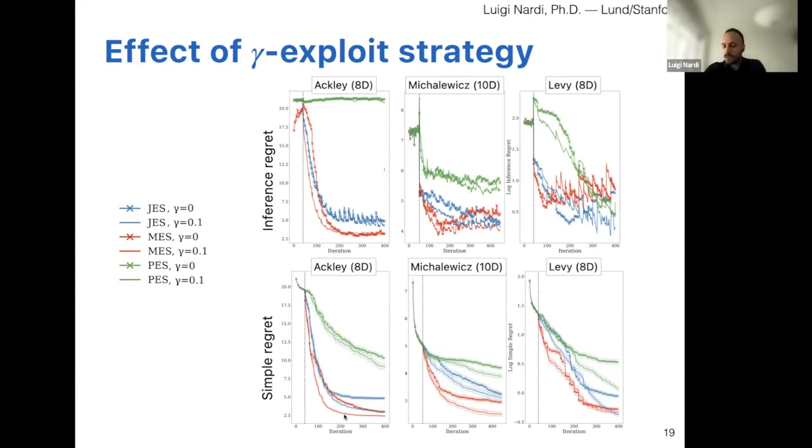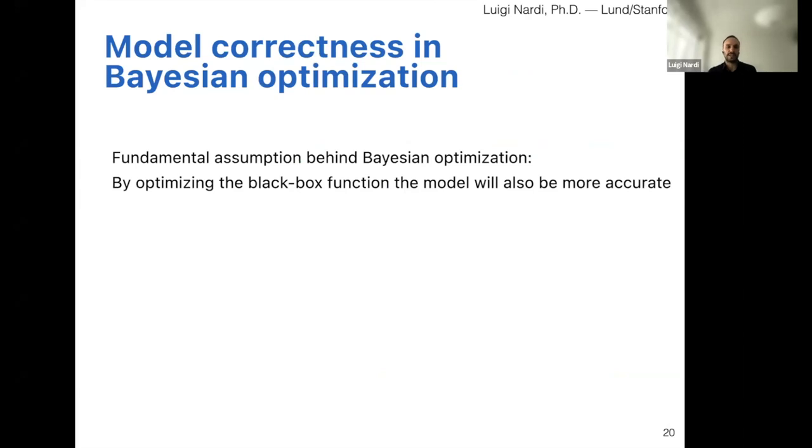So this whole question of model misspecification really opens up some fundamental questions, right? So in the second part of the talk, I would like to focus on that specific part: model correctness in Bayesian optimization. And here the assumption behind Bayesian optimization is that by optimizing the black box function, the model will also be more accurate, right? At least the assumption is that in the regions that you care about, the model will become more accurate, and so that will help you to guide the optimization in those regions.